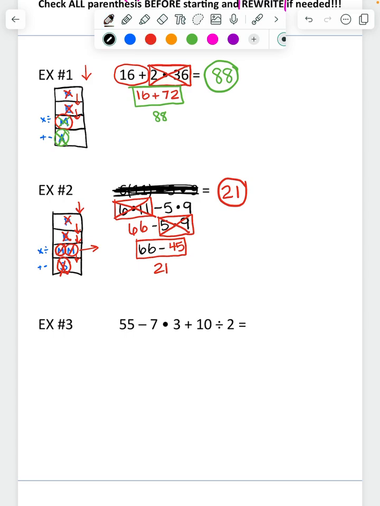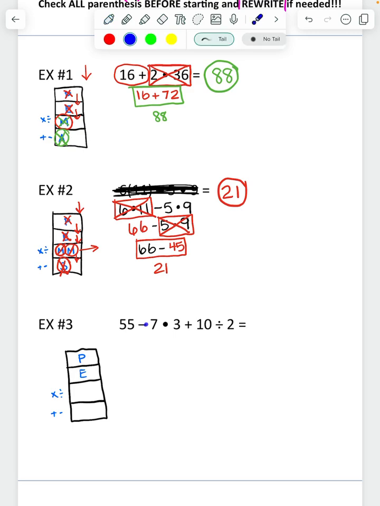All right, bottom problem. So I have subtracting, multiplying, adding, and dividing. Lots of operations. So that means I need an OOO tower. All right, and it has 4 boxes. 1, 2, 3, 4. And if I look at my problem, I don't have any parentheses, so no need to rewrite. Parentheses and exponents never changes. And then remember, we have multiply and divide here, add and subtract. So now I can go through.